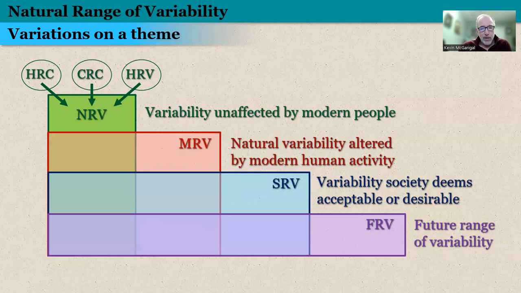So this Venn diagram is useful in seeing how NRV is really just a subset of these other range of variability concepts and ideas. And the size of the NRV box relative to the MRV, the SRV, and FRV box is something of great interest to us. And the smaller the NRV box is relative to FRV, perhaps the less useful it becomes as a guide for future management.